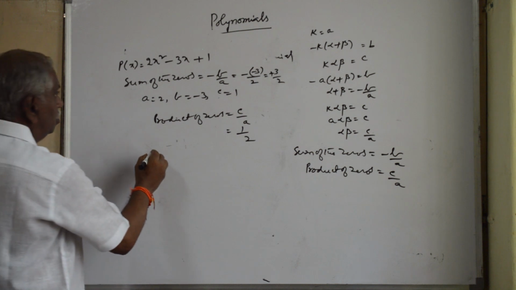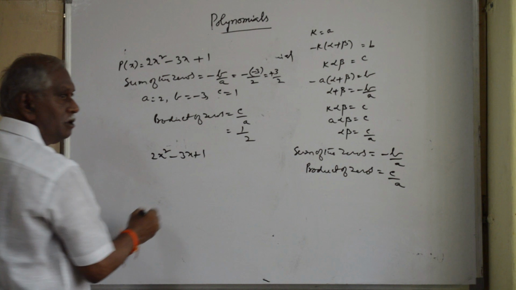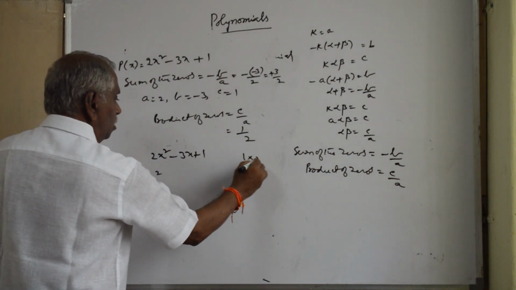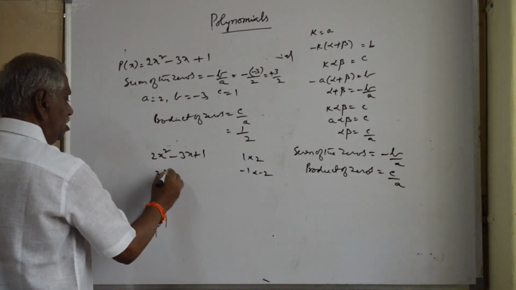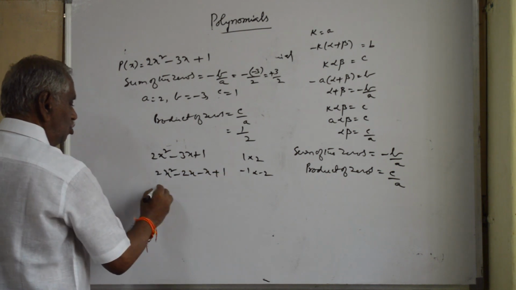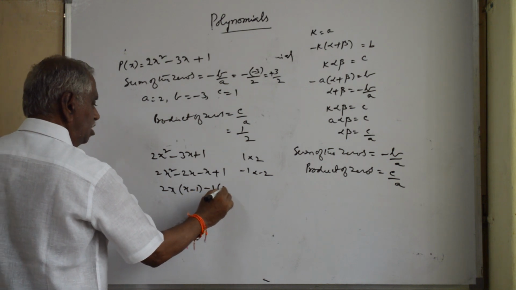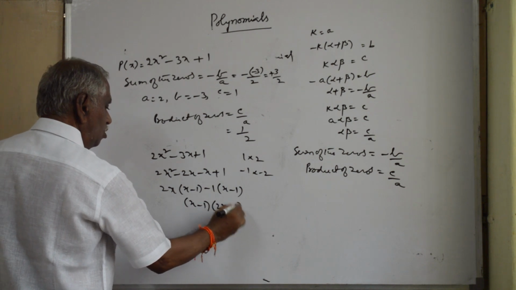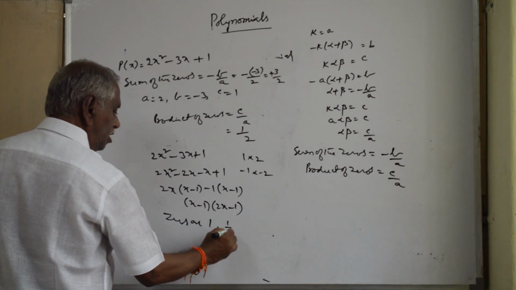Now let us equate 2x square minus 3x plus 1 and factorize. 1 into 2, when you multiply 1 into 2, minus 1 into minus 2 is equal to minus 3. You can say 2x square minus 2x minus x plus 1. 2x of x minus 1 minus of 1 into x minus 1, or x minus 1 into 2x minus 1. So the zeros are 1 and 1 by 2.